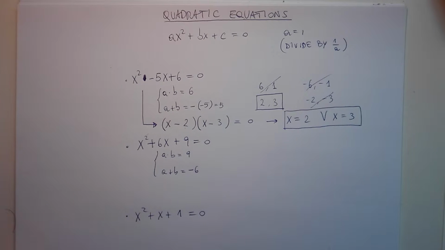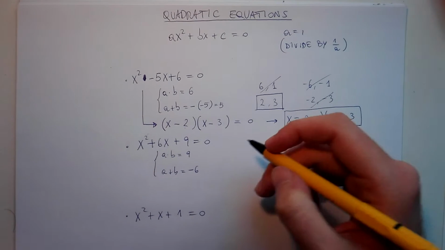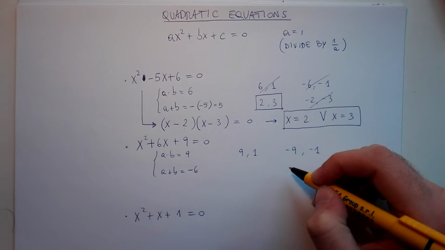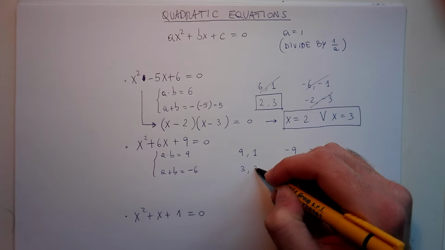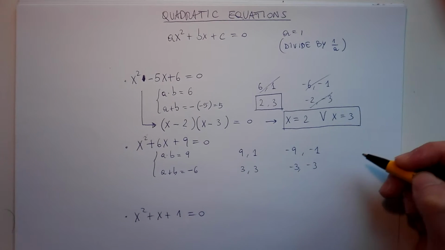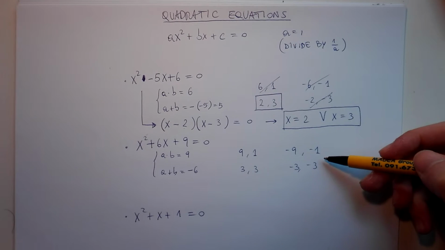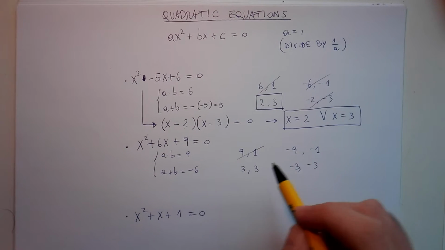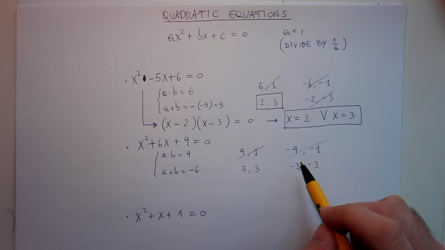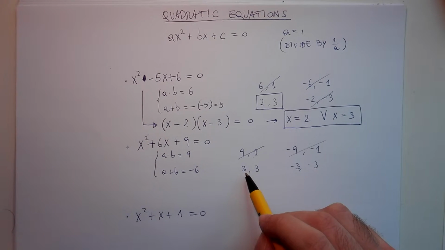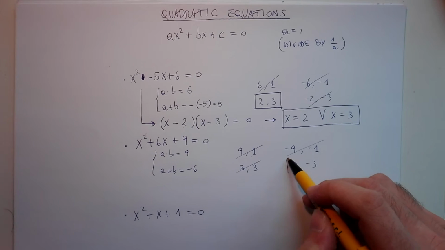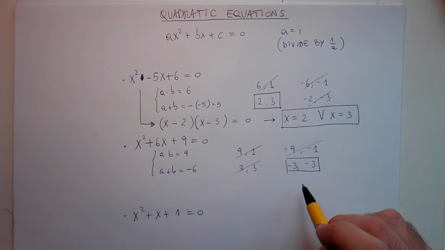So let's write the easiest pairs of numbers that can do this: 9 and 1, minus 9 and minus 1, 3 and 3, minus 3 and minus 3. As I said, there are many other couples of numbers that multiply to 9. So 9 plus 1 is 10, so no. Minus 9 minus 1 is minus 10, so no. 3 plus 3 is 6, so almost there. Minus 3 minus 3 is minus 6, as required. So these are the two numbers we were looking for.